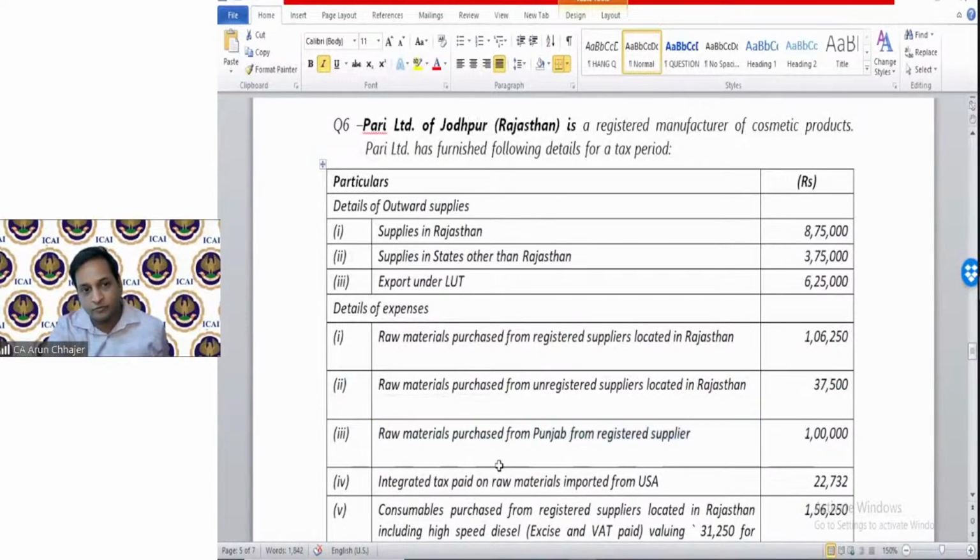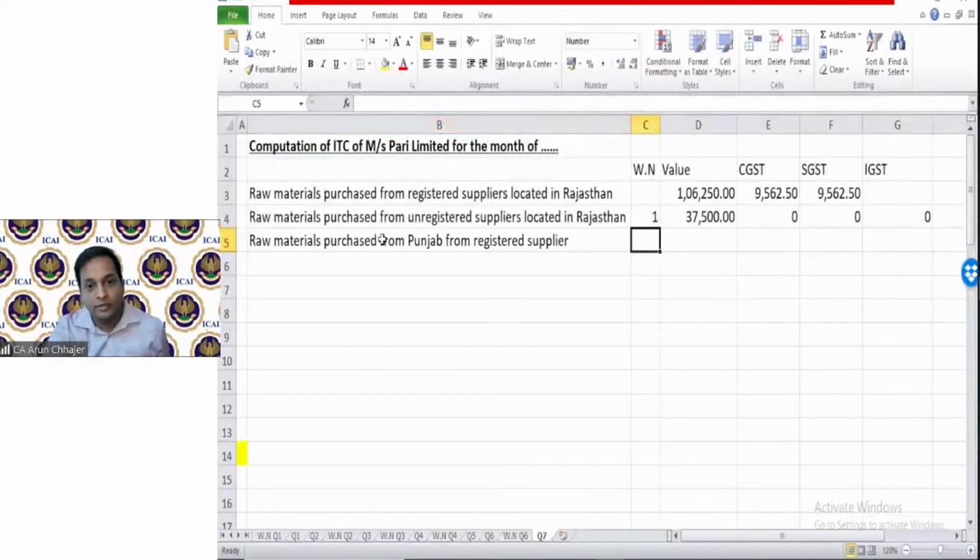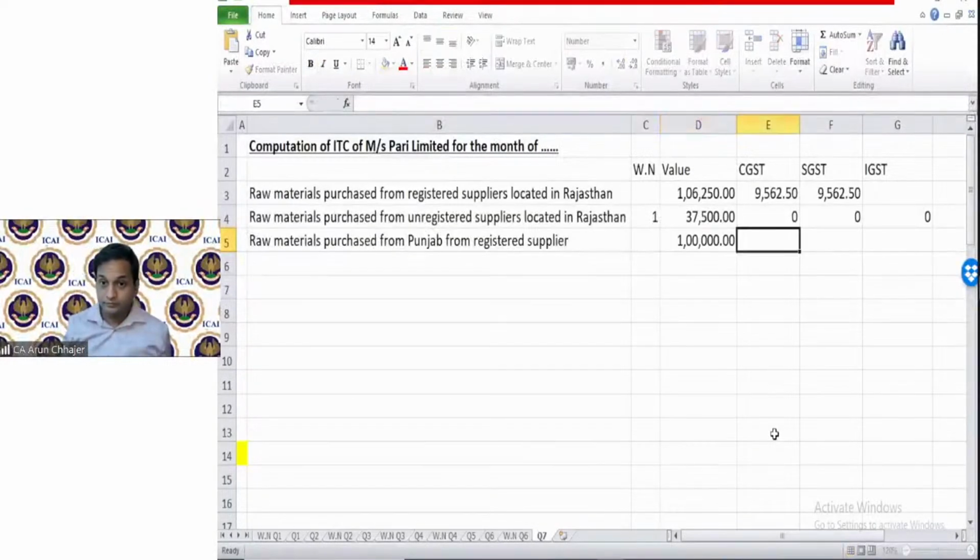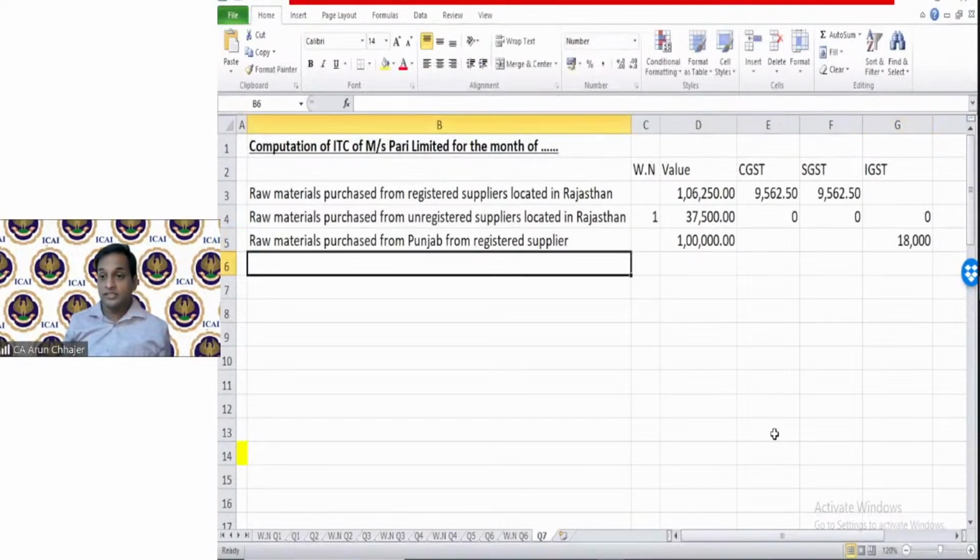Raw material purchased from Punjab from a registered supplier. How much is the amount? 1 lakh. And total tax is, because it is outside the state, so I am taking IGST.